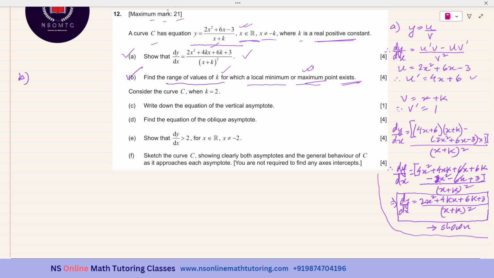For minimum or maximum, these are stationary points. I have written minimum, it is obviously the local minimum. Whenever we say minimum or maximum, they are nothing but the local minimum or the local maximum points. dy by dx is equal to 0.